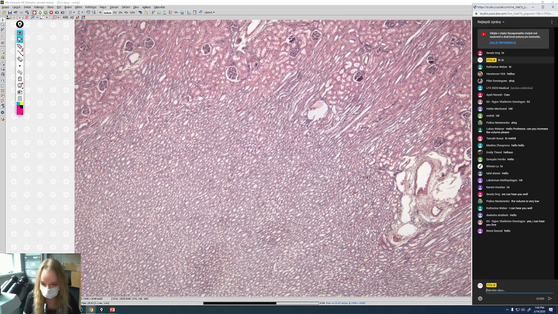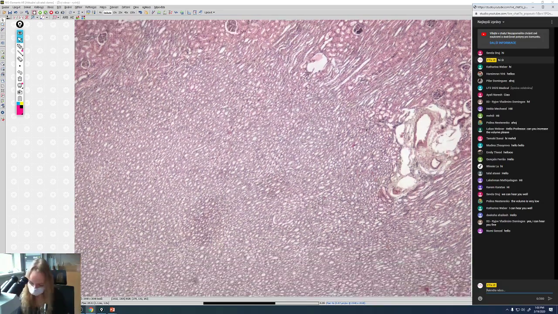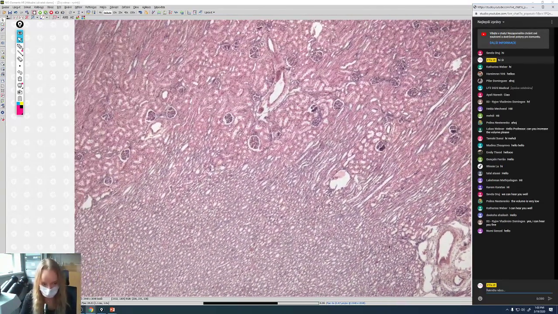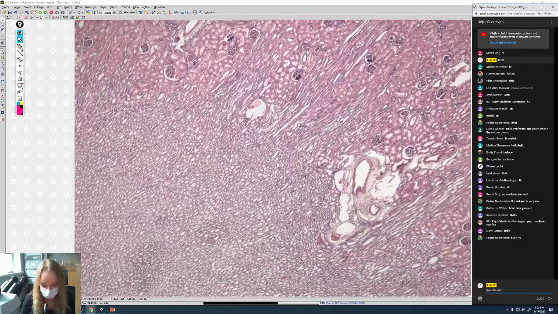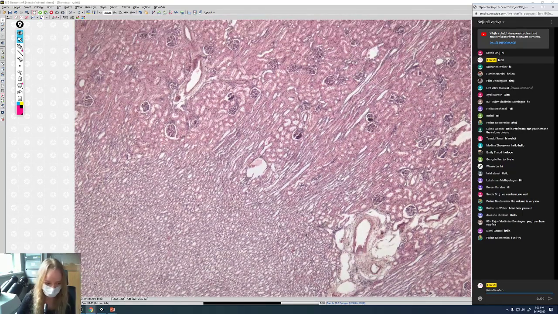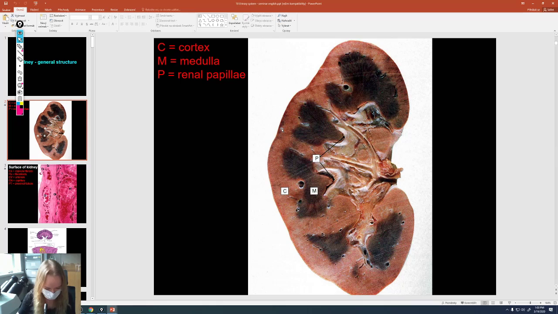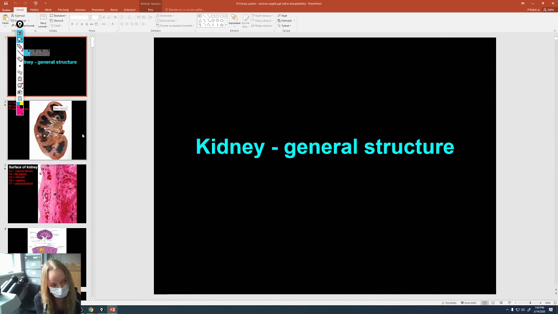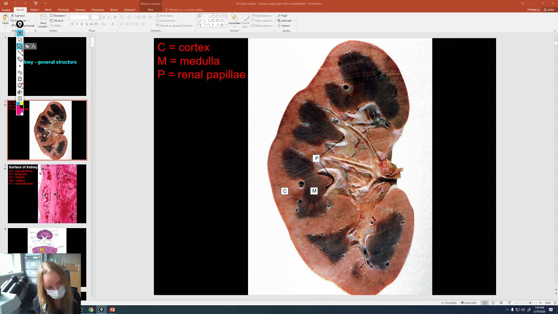Okay, but let's start. The first slide is the kidney. It's slide number 55, I guess. It's written right here, it's 55. And you already know the kidney and the basic structure of the kidney from anatomy, I guess. But the histology is kind of different. So basically what we are going to have on our slide is this kidney. And you know, the kidney is composed of some parts.